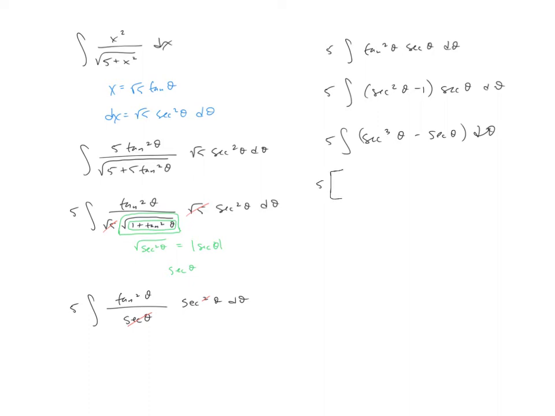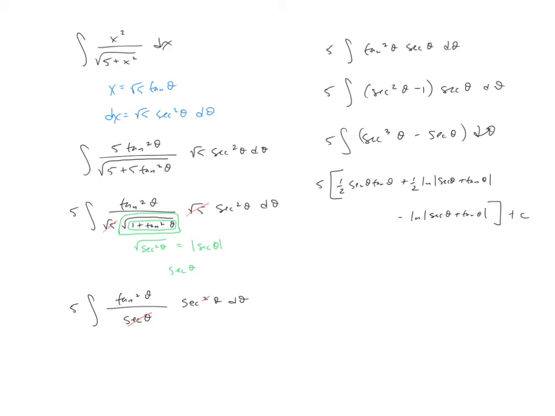I'm going to have a 5 out in front, and then for the secant cubed, that was 1/2 secant theta tangent theta plus 1/2 natural log absolute value secant theta plus tangent theta. And then we'll have our minus, and then the integral for secant would be the natural log of the absolute value of secant theta plus tangent theta. And then I'm also going to tack on the plus c there at the end.